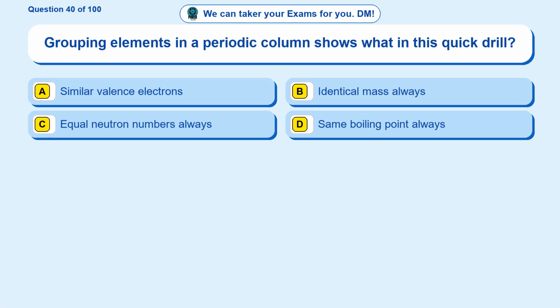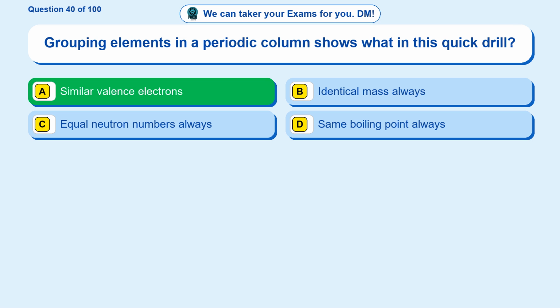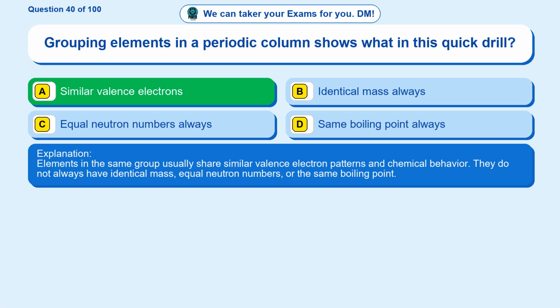Question 40. Grouping elements in a periodic column shows what in this quick drill? Option A, similar valence electrons. Option B, identical mass always. Option C, equal neutron numbers always. Option D, same boiling point always. The correct answer is option A. Similar valence electrons. Elements in the same group usually share similar valence electron patterns and chemical behavior. They do not always have identical mass, equal neutron numbers, or the same boiling point.